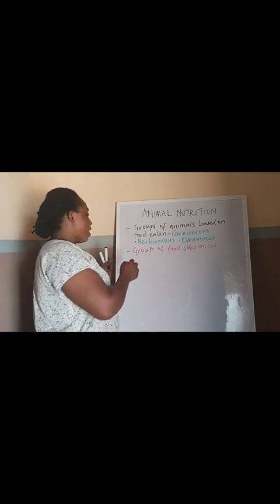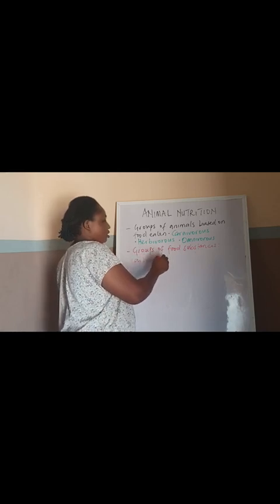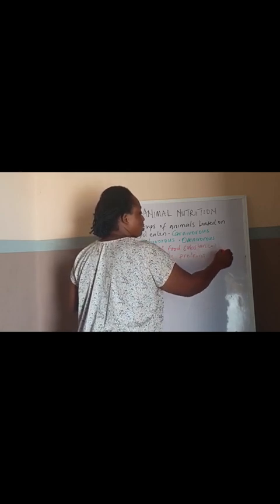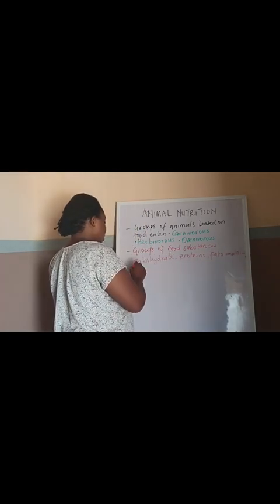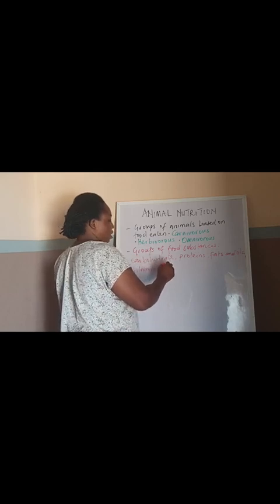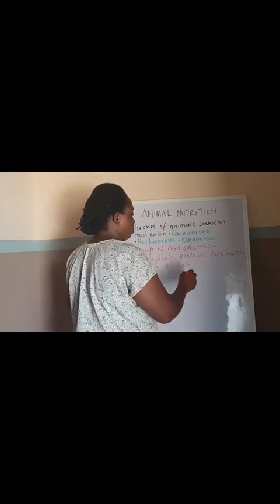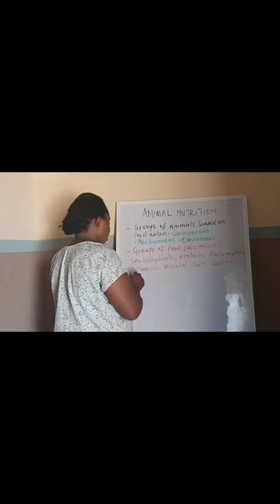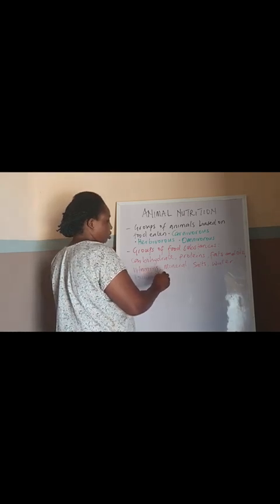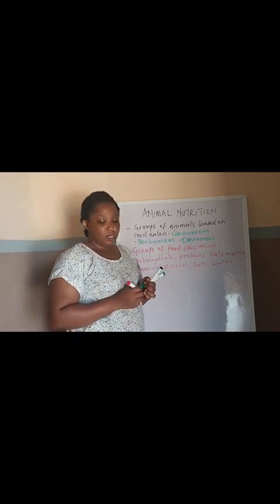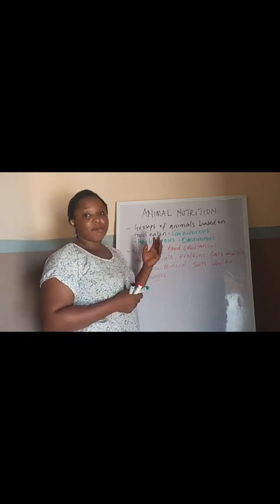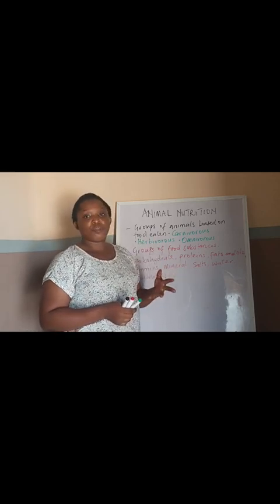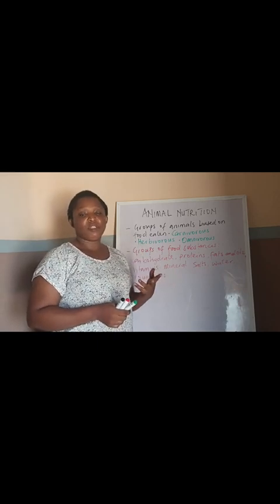The first one is carbohydrates. The second one is proteins. The third one is fats and oils. The next one is vitamins. Then we have minerals, that is, mineral salts. We have water and roughages. These are the groups of food substances that are taken by animals. We are going to be looking at each of these substances, at their different compositions, food sources, and their importance in the body of animals.